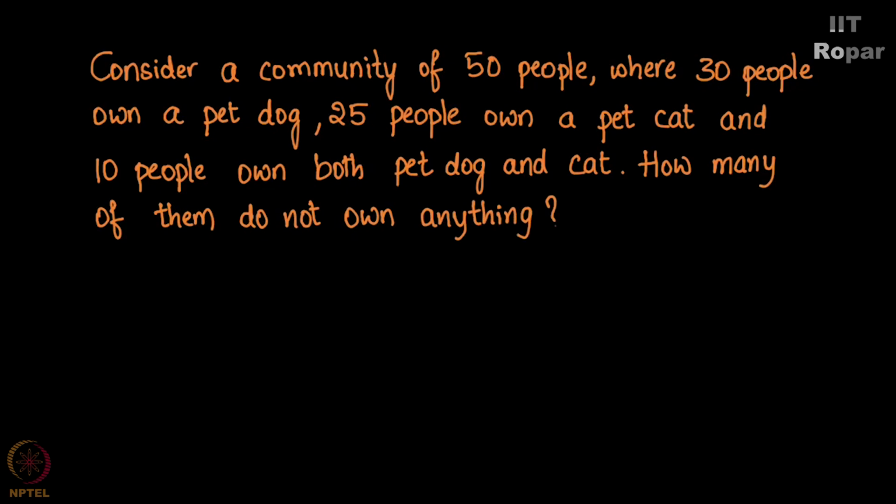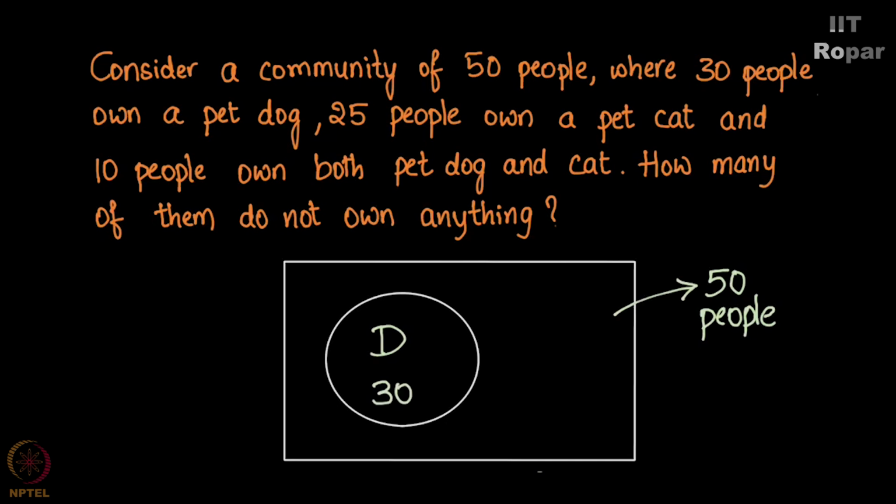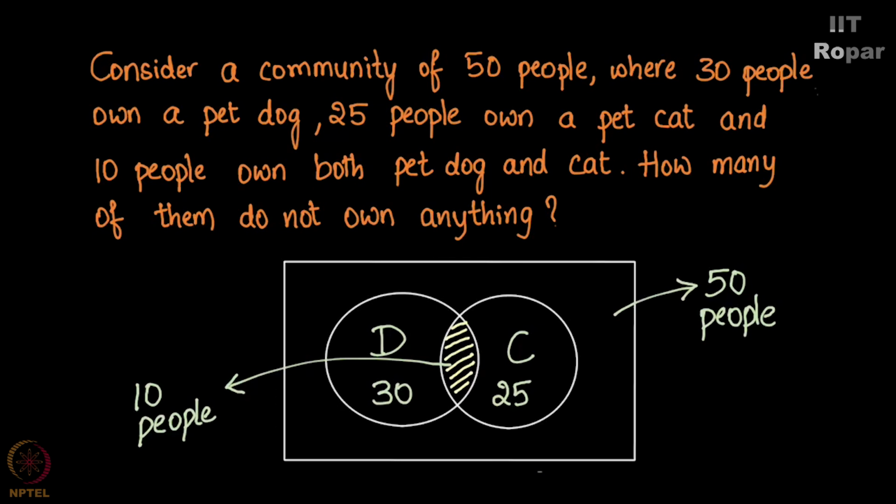Well, let me write this as a community of 50 people. Now, let me call it as set D, where people have a dog as a pet and 30 of them are there. And this is set C where they own a cat as a pet and 25 people are there here. So, what does this represent? It represents those 10 people who have both dog and cat as a pet. The question is, how many of them do not have anything as a pet?